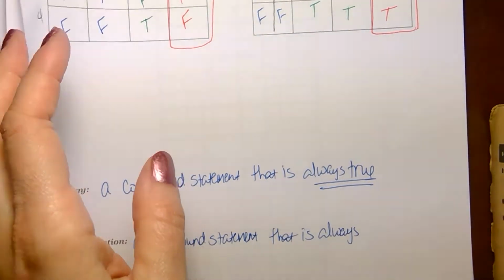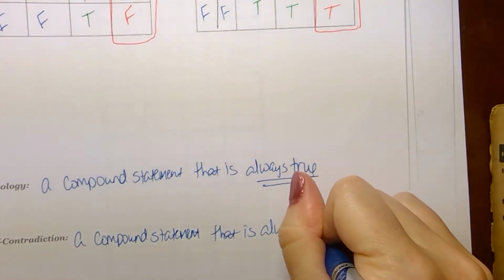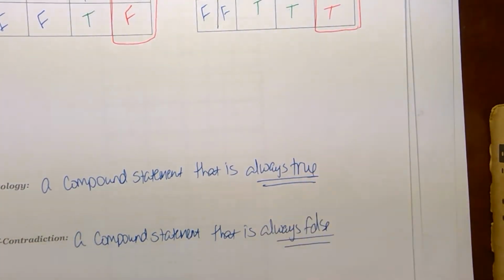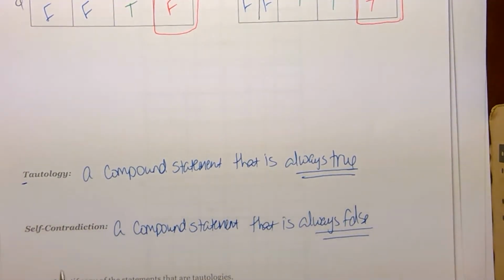It contradicts. It is never true. So hopefully you can remember tautology starts with T. It's always true. Self-contradiction is the other one. It's always false. So on the statements, the compounds that we have done 4 truth tables in this video.